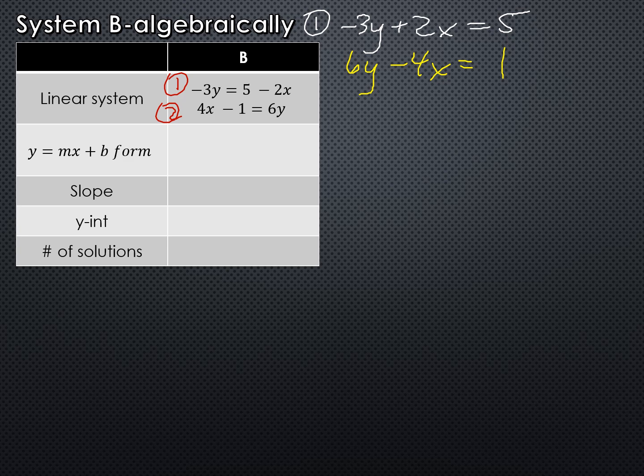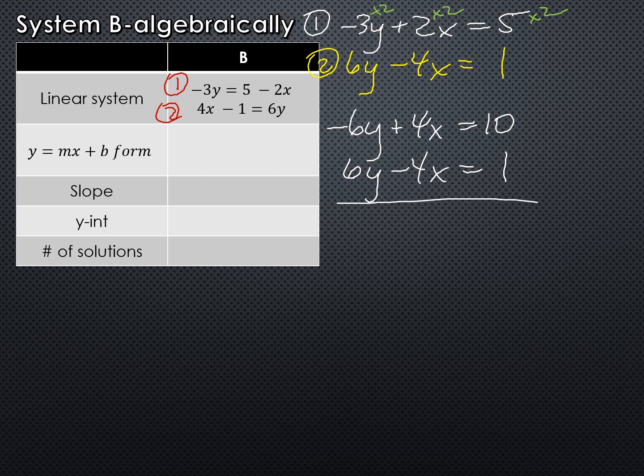Now that we have them lined up, our coefficients do not match, so we got to multiply one of the equations by something. Let's say you want to get rid of the y's. We can multiply that by 2, that times 2, and that times 2. When you do that, you end up with negative 6y plus 4x equals 10. Don't have to touch the other equation.